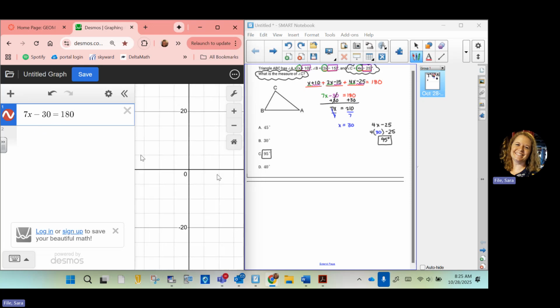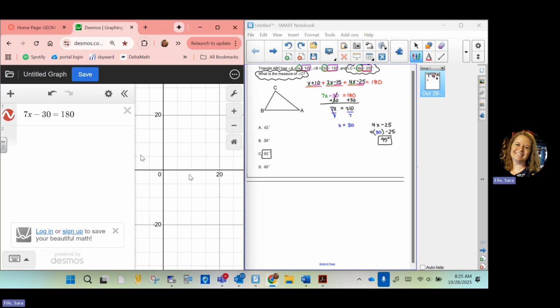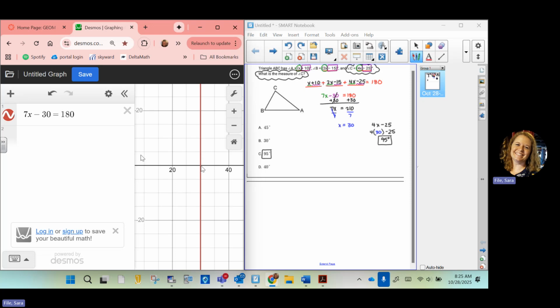And it will graph a line at your solution. My solution, see, here it is. And I can see that it's at 30. So x is 30. And it would save you from having to do this solving for x. Okay, I could type it in without having combined like terms.